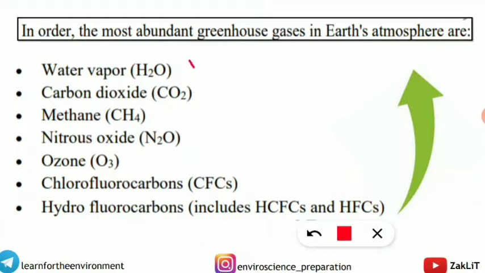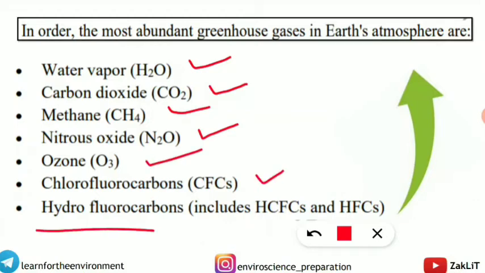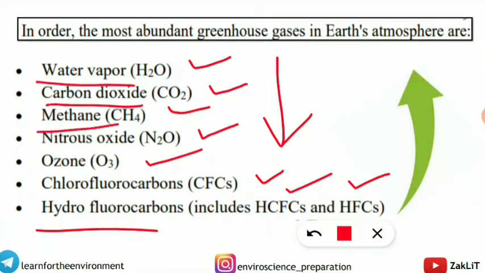So number 1 is water vapor. Yes, water vapor is the most abundant greenhouse gas present in the atmosphere. This question comes arranged in increasing order or decreasing order. You should know the order. First is water vapor. Second, carbon dioxide. Third, methane. Fourth, nitrous oxide, that is N2O. Fifth is ozone. Sixth is chlorofluorocarbons. And seventh is hydrofluorocarbons, which includes HCFCs and HFCs, hydrochlorofluorocarbons and hydrofluorocarbons. So you should know these from increasing to decreasing like this. Top is water vapor followed by carbon dioxide, methane, nitrous oxide, ozone, CFCs and HFCs and HCFCs. So you should note this down.